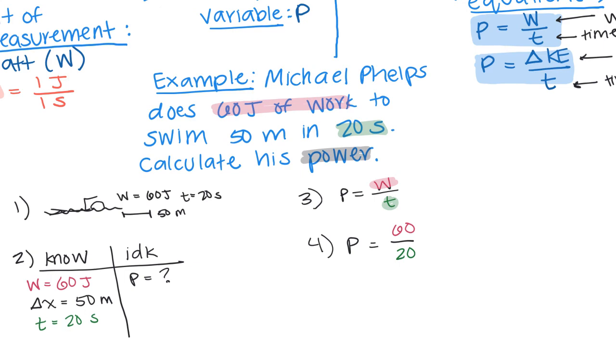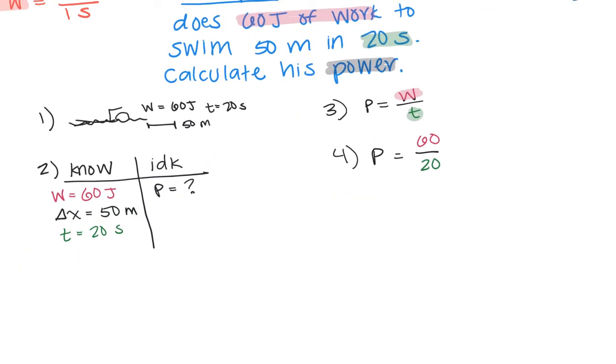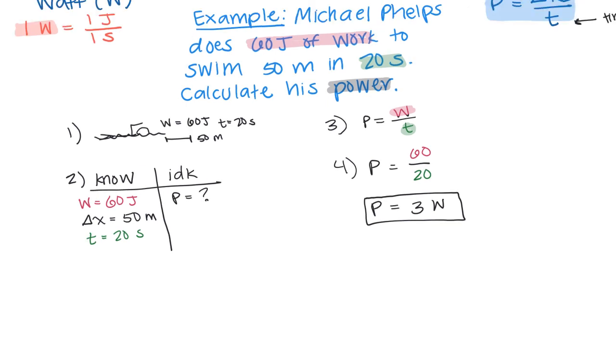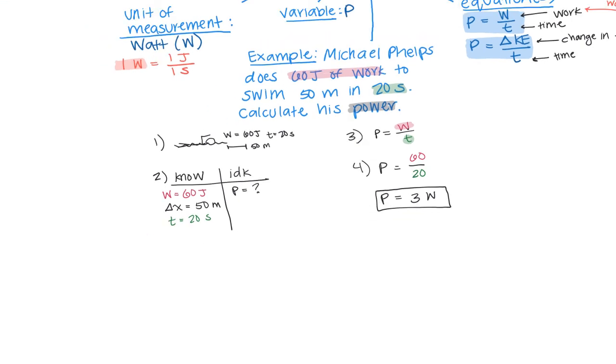And to calculate power, we're just going to ultimately end up dividing 60 by 20. So if you all plug that into your calculator, 60 divided by 20 is 3. And remember, our unit of measurement for power is watts, so 3 watts. So that is our final answer for that example problem solving for the power of Michael Phelps.